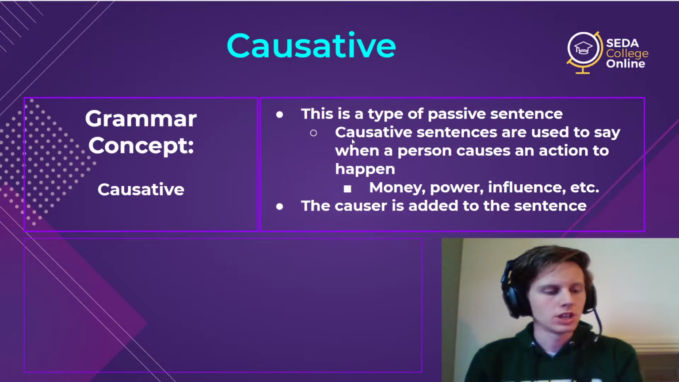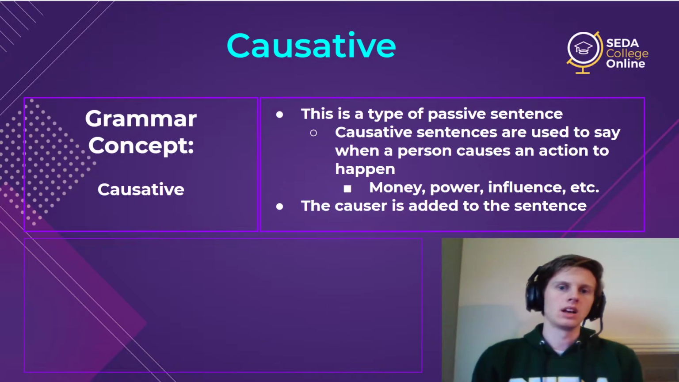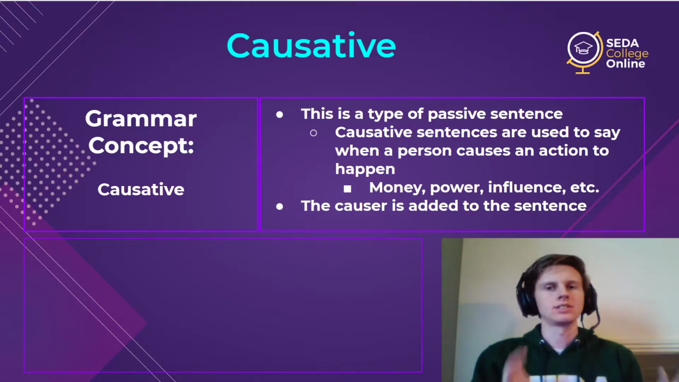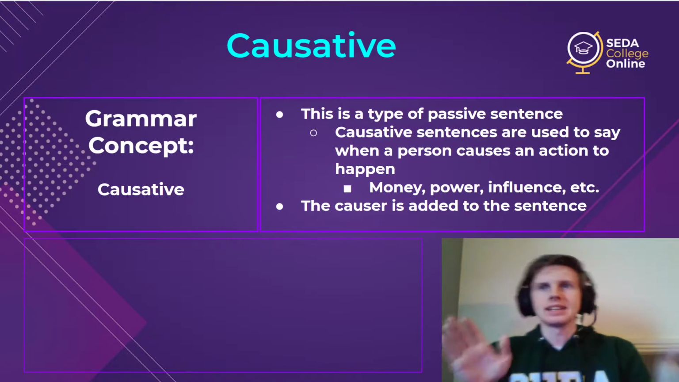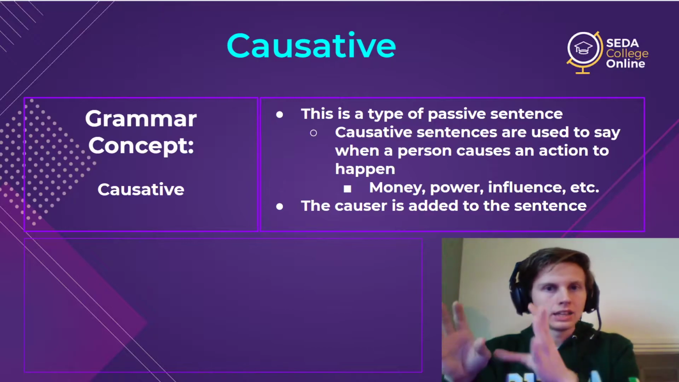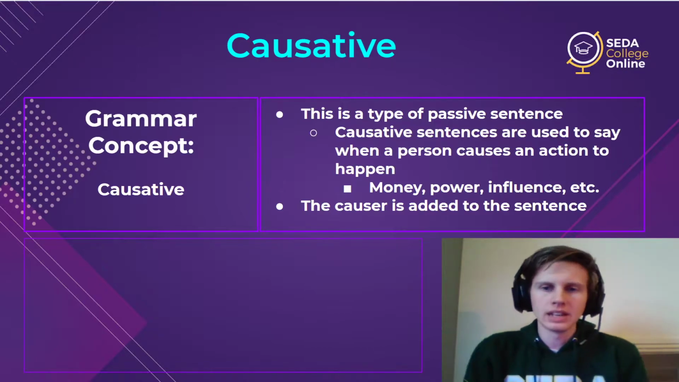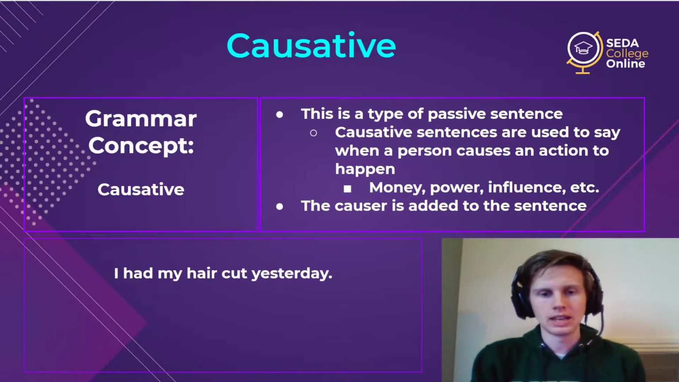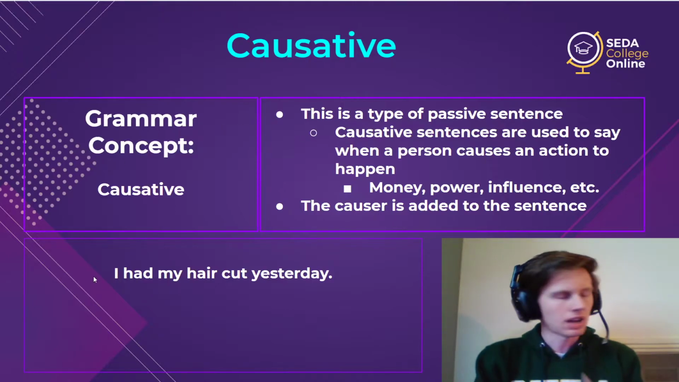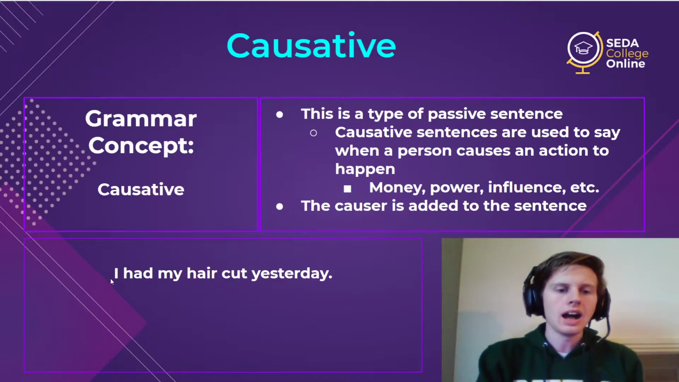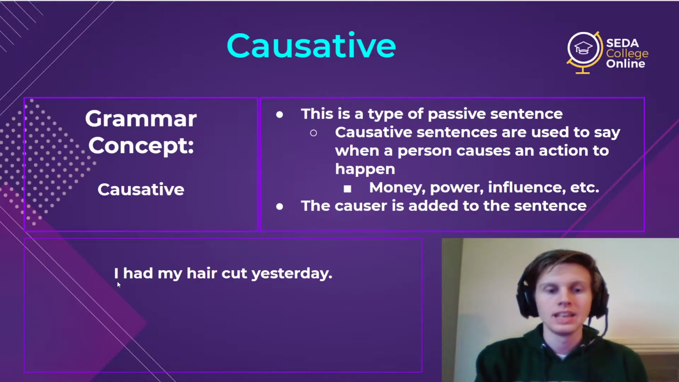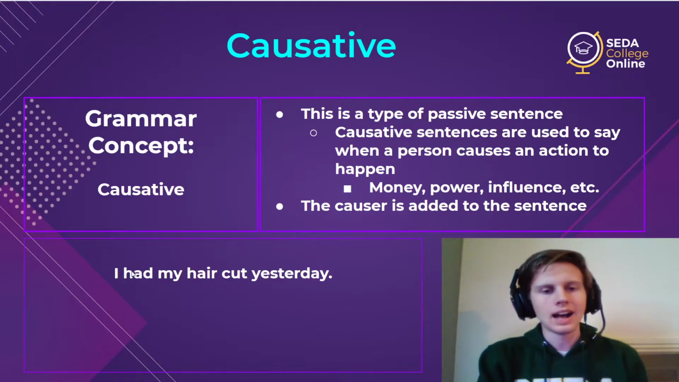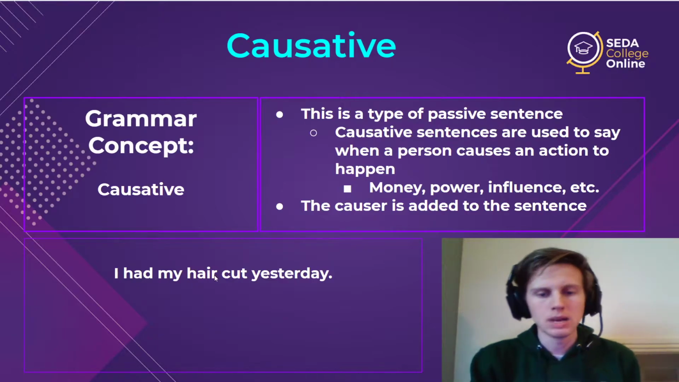So this is a construction so that I can say, I can add that person to the sentence. So not just say what happened, but I can now say who caused exactly what to happen. So I can give more information. So for example, I had my hair cut yesterday. Well, in this sentence, I did not cut my hair. I gave my money to a hairstylist, and the hairstylist cut my hair. And so then I use this causative sentence because I had my hair cut because I used my money.